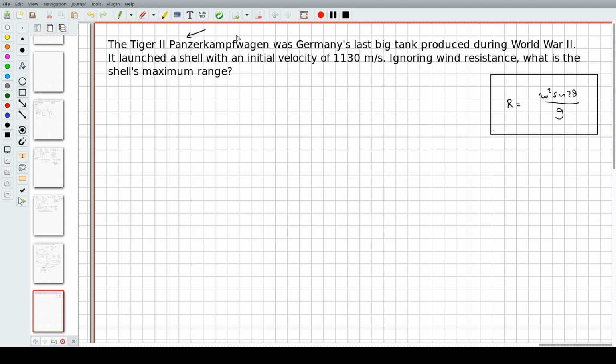And so they created this tank called the Tiger II Panzer Kampfwagen. Now, this thing shot a shell with an enormous velocity. As you can see here, 1,130 meters per second. Now, what I'd like to do is to find out what the maximum range of this cannon would be. Okay, so let's draw a picture right here.